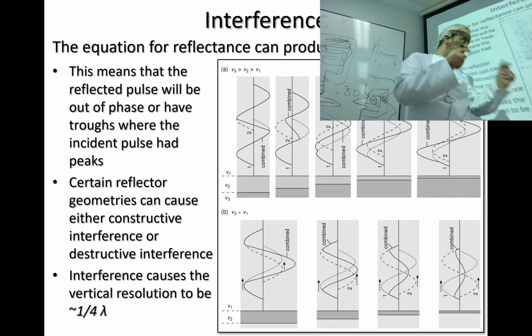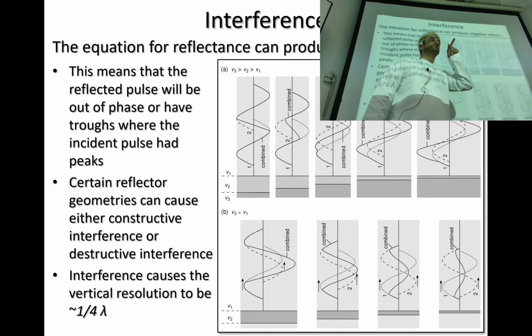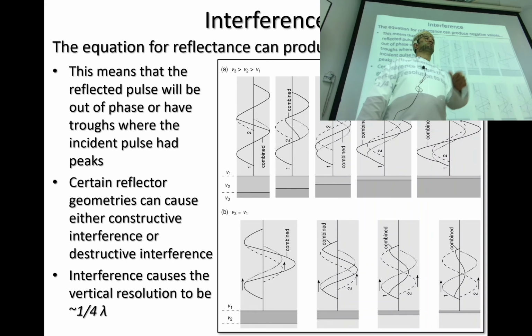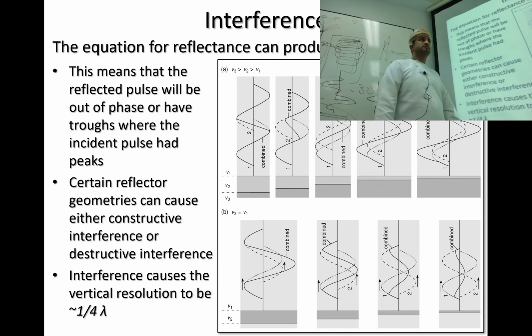So the minimum separation depends on what? On your wavelength in the source signature. It's a quarter of your wavelength.